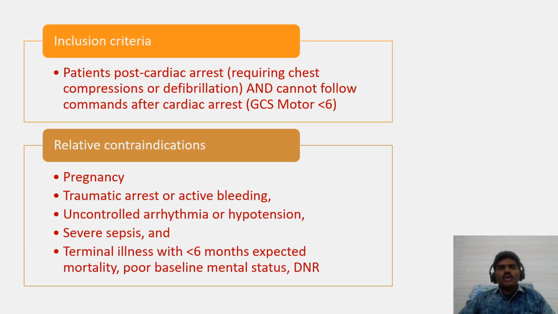So what are the inclusion criteria for TTM? All patients post cardiac arrest requiring chest compressions or defibrillation and who cannot follow commands after ROSC are the candidates for TTM. There are no absolute contraindications for TTM. Some of the relative contraindications include pregnancy, traumatic arrest or active bleeding, uncontrolled arrhythmia or hypotension, severe sepsis or terminal illness with less than 6 months expected mortality, poor baseline mental status, and do not resuscitate orders.